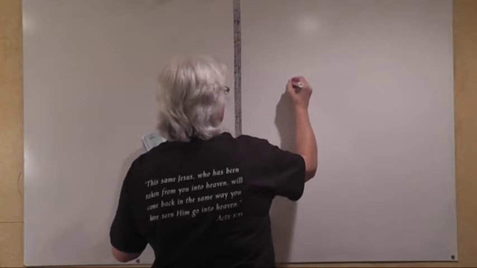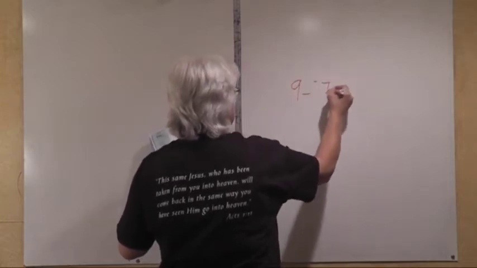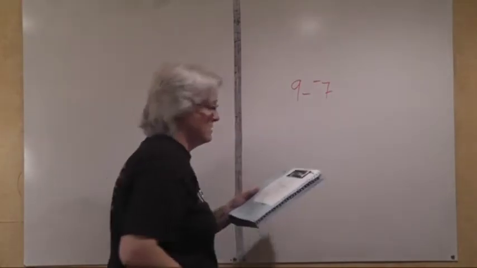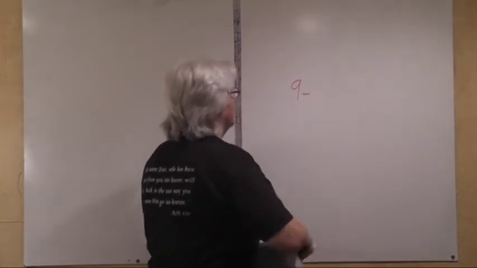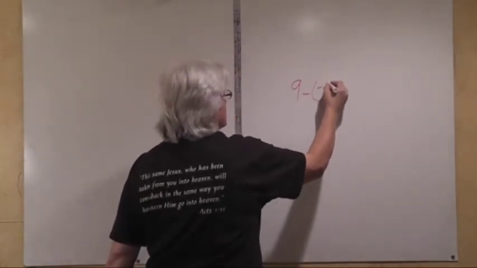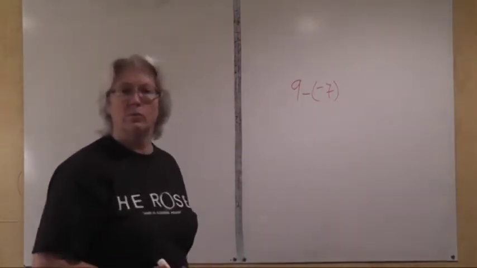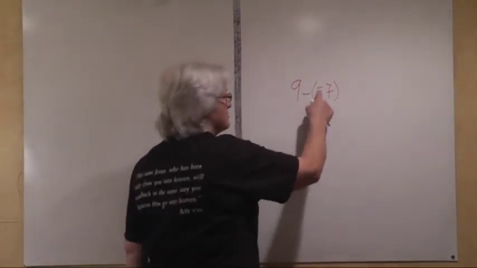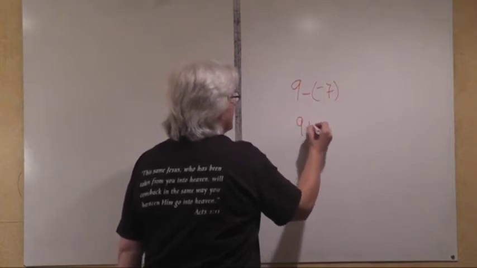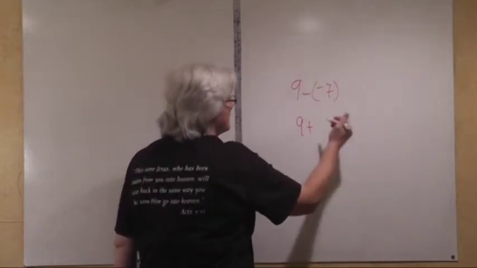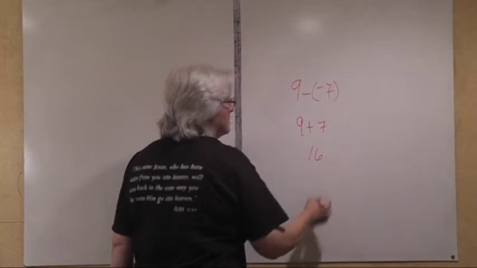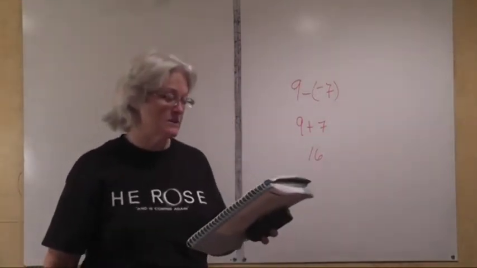I'm looking here in my text on page 120, and the first one that we want to rewrite is 9 minus the opposite of 7. This is how your text is going to use it. Right, I can't do it that way, I'm sorry. 9 minus a -7. We want to rewrite that as, instead of subtracting, we're going to add the opposite. 9 plus, what is the opposite of -7 on the number line? It's a +7. 9 plus 7 is 16.